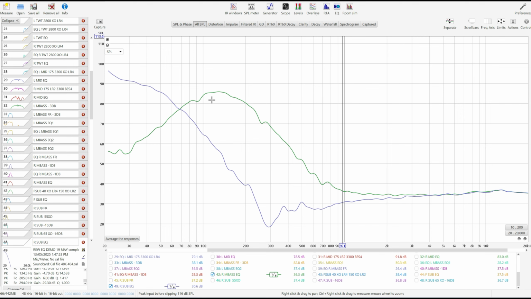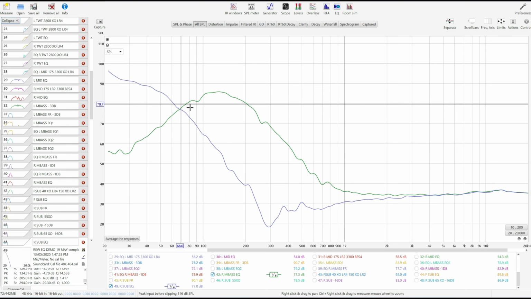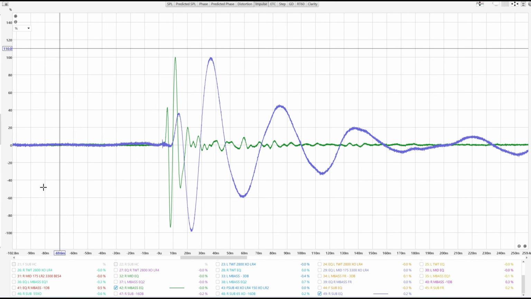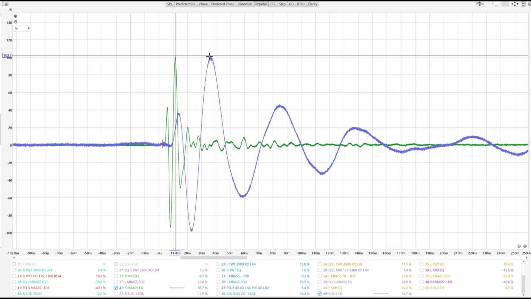So here is the mid bass, here is the rear sub. They're interacting at about 70 Hertz. So we can go over into the overlays tool and into impulse, and I've got them selected, so here we can see the rear sub in blue and the mid bass in green. And you could try to align these two, 11.4 versus 35.